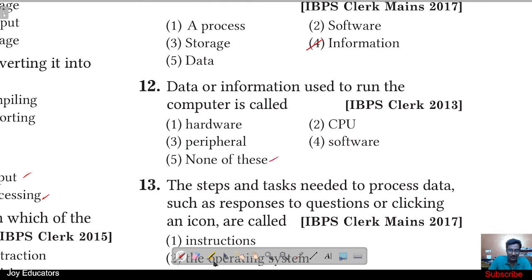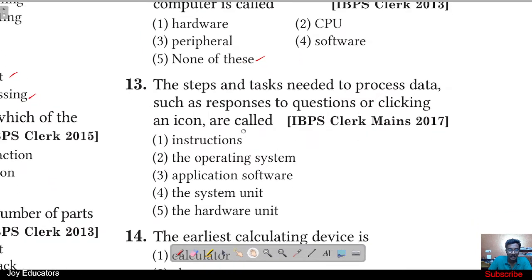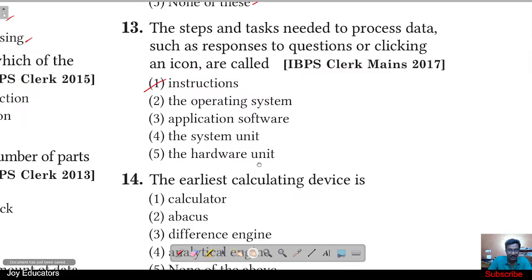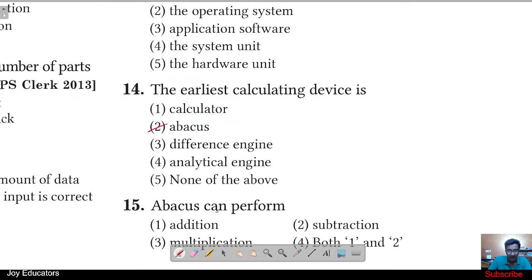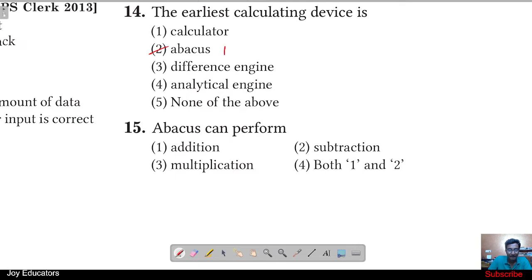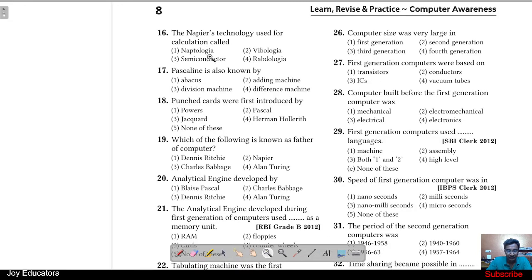Yeah. So let's go to the next thing. So the steps and tasks needed to process data are called instructions. Perfect. So the earliest calculating device is abacus. That's good. It was invented in 1602. Abacus can perform addition and subtraction. Okay, it could not perform multiplication.